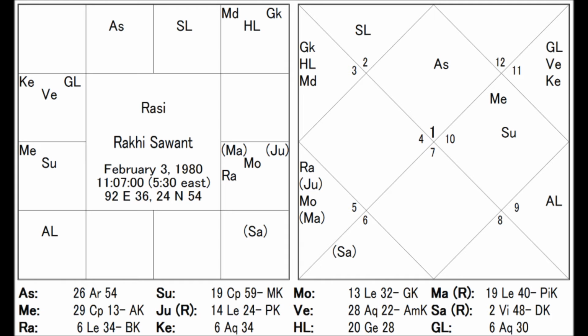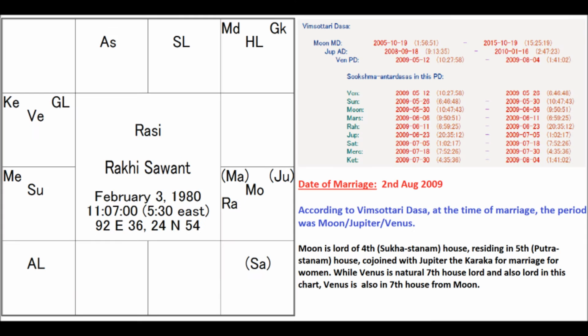Also, now go to Venus. Venus is the natural 7th house lord, and also the 7th house lord on this chart. Venus is positioned in the 11th house from Lagna, but when you look from moon, Venus is in the 7th house. That's the reason why the possibility for her to get married during the moon Mahadasa, either Venus or Jupiter Antardasa, was very high, and accordingly, she was married in the moon, Jupiter, Venus period.